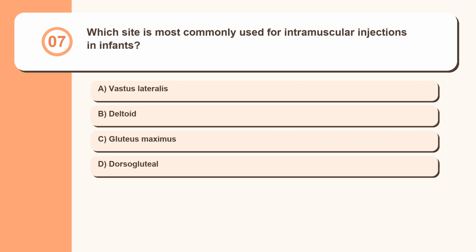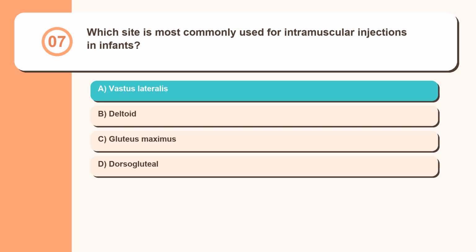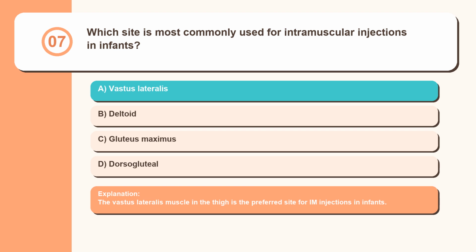Question 7. Which site is most commonly used for intramuscular injections in infants? Vastus lateralis, deltoid, gluteus maximus, dorsogluteal. The vastus lateralis muscle in the thigh is the preferred site for IM injections in infants.